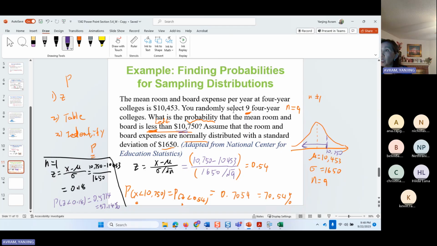But if you randomly select 9 colleges at a time, your probability basically increases. I just want to let you compare when n equals 1 and when n is greater than 1, and how it affects the outcome. Okay, so that is pretty much this chapter. We just finished 5.4, the entire chapter. All right, any questions?